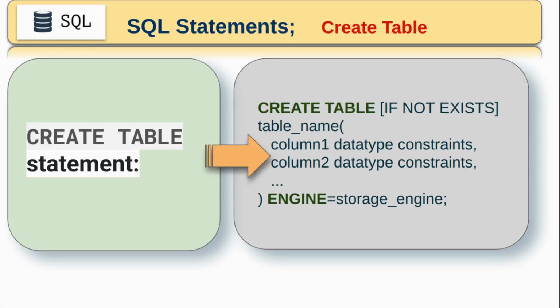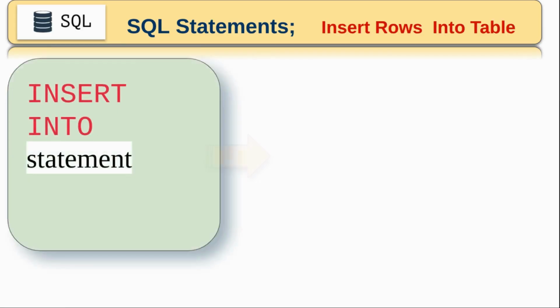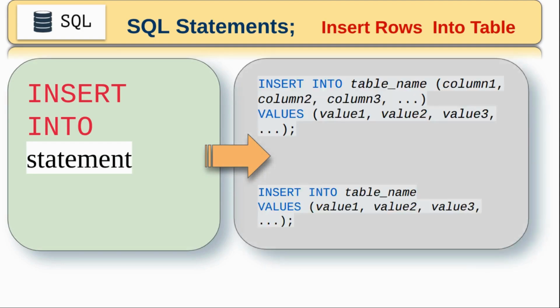And the next thing is how to insert the data into the created table, right? So how to insert? The first way to insert the data into the table is: insert into table name, and then column 1 name, comma, column 2 name, and so on. And then we have to give the values after typing values: value 1, value 2, and so on, like this, right?